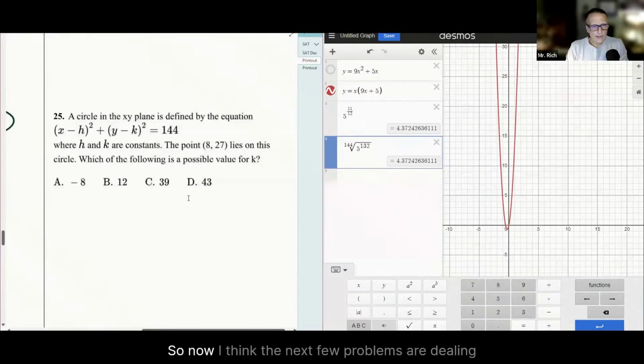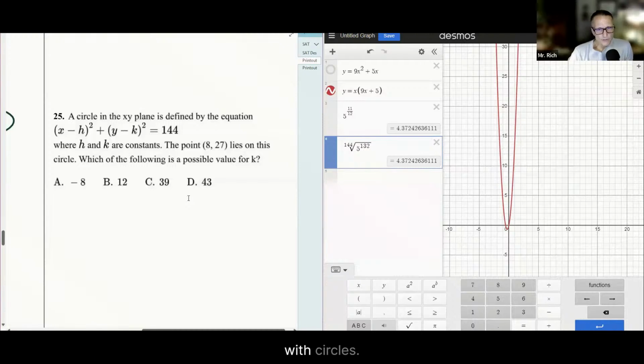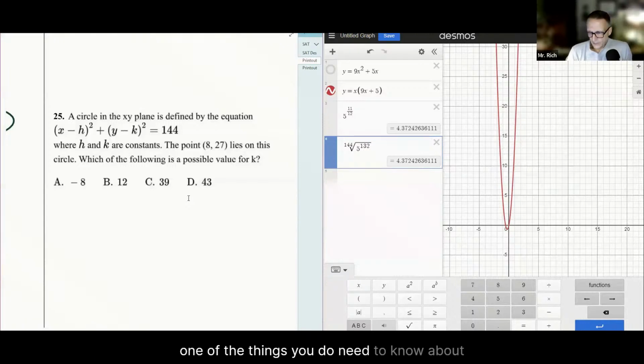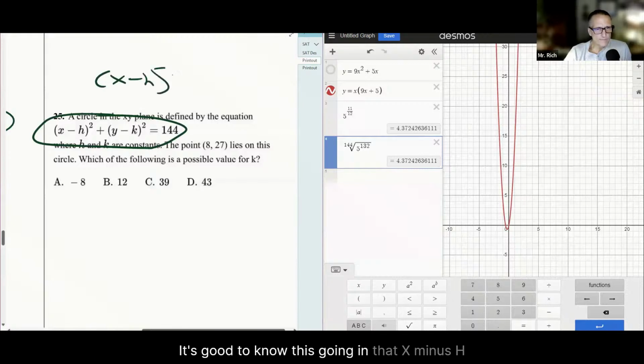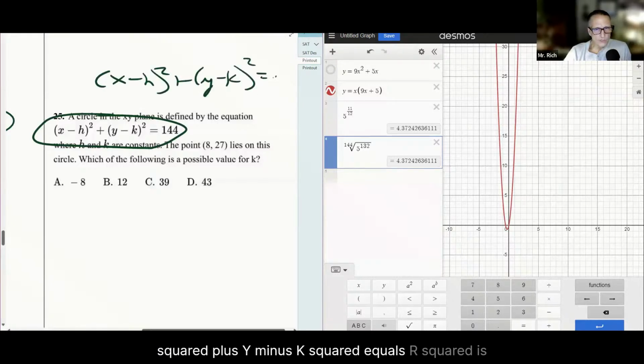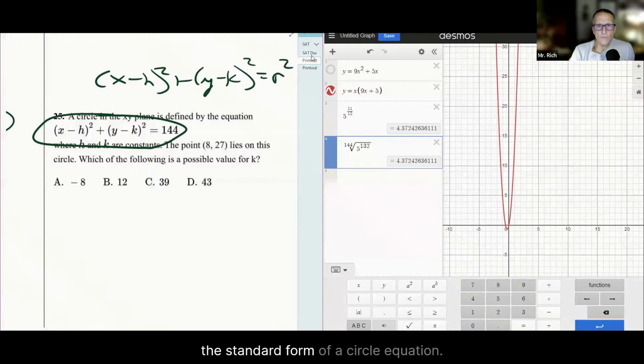25. So now I think the next few problems are dealing with circles. One of the things you do need to know about circles, that the formula sheet doesn't have, is the standard form of the equation of a circle. It's good to know this going in: (x minus h) squared plus (y minus k) squared equals r squared is the standard form of a circle equation.